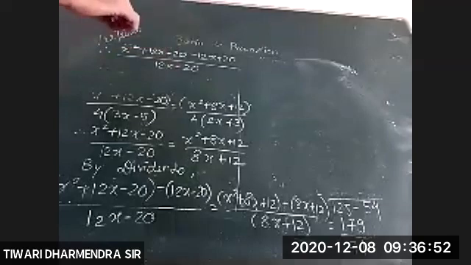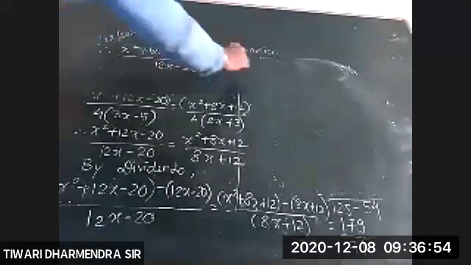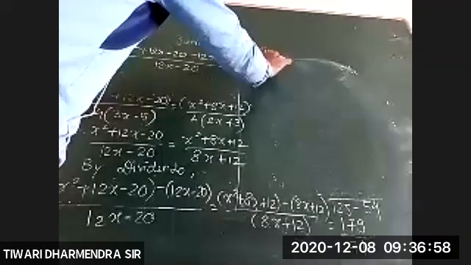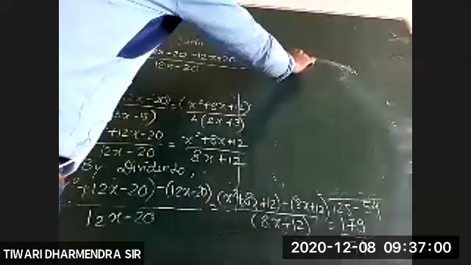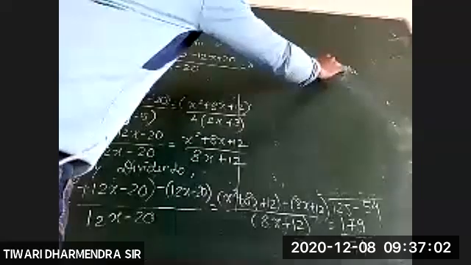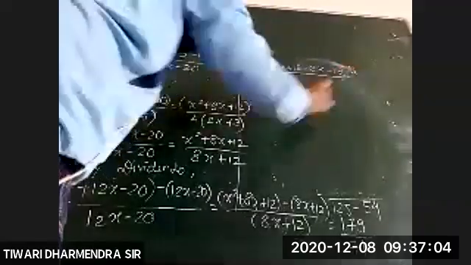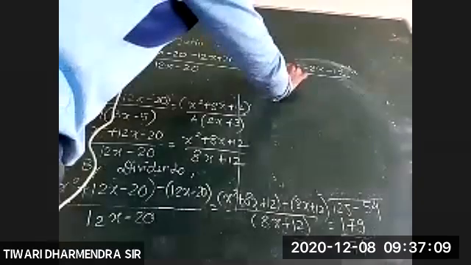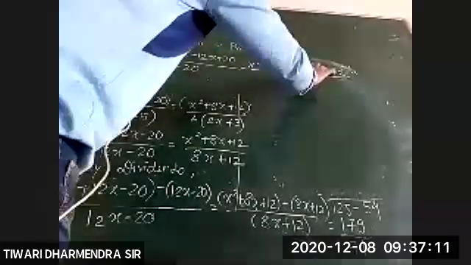12x minus 20 is equal to, again here, open the bracket, what you will get? Minus 8x minus 12 divided by 8x plus 12.